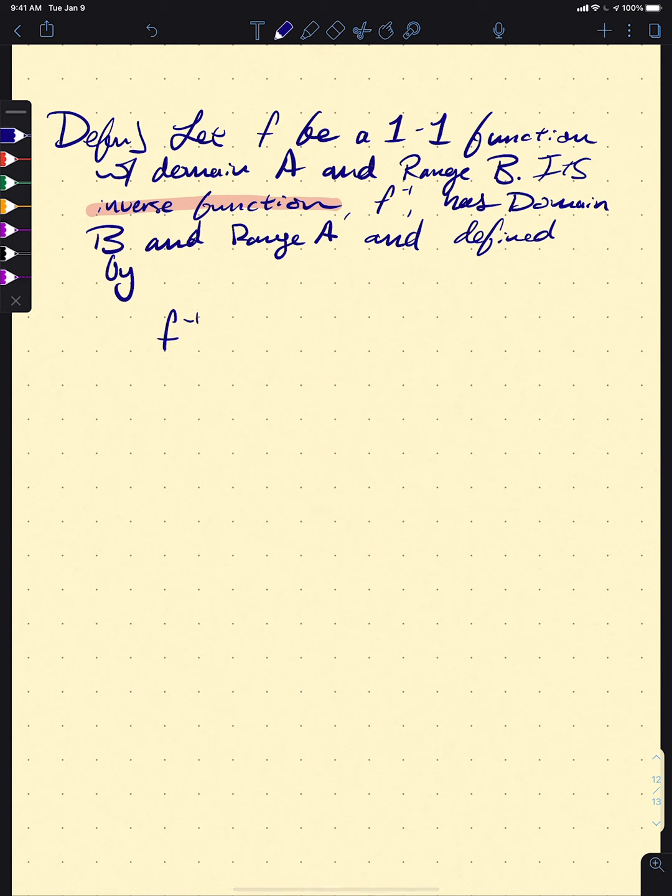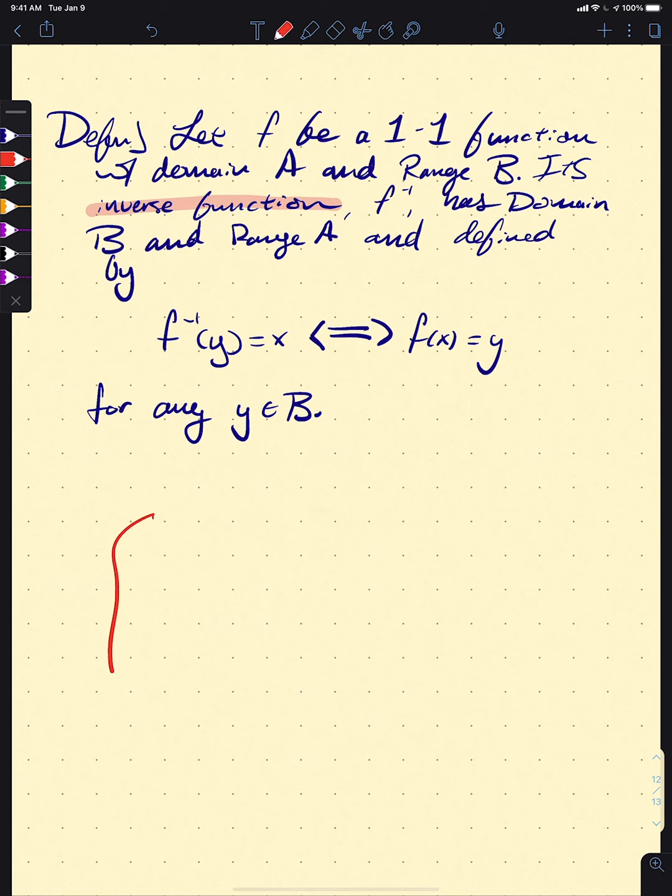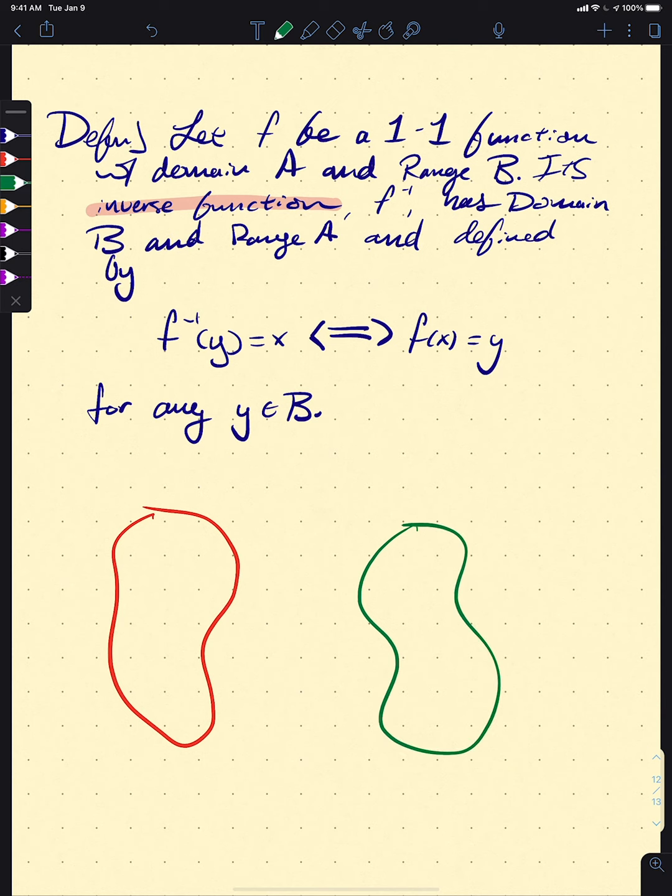And it's defined by, say, f inverse of y equals x if and only if f of x equals y, for any y in B. So as a picture, if we have some scribble amoeba set here and some amoeba set here, if f, say, takes x to y, so we'll change this color, if f takes x to y, well then f inverse will take y back to x. It will undo it.